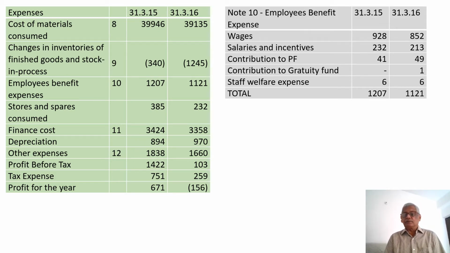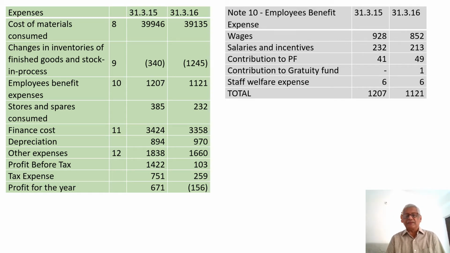We have learned that the employee benefit expense needs to be bifurcated into salaries and wages and incentives, contribution to PF, contribution to gratuity, staff welfare expenses, etc., as per the Companies Act 2013. Here the bifurcation is given as wages, salaries and incentives, contribution to Provident Fund, contribution to gratuity fund, staff welfare expenses, and the total amount of expenses incurred for the period ending 31/3/15 was 12.07 crores, and for the period ending 31/3/16 was 11.21 crore.